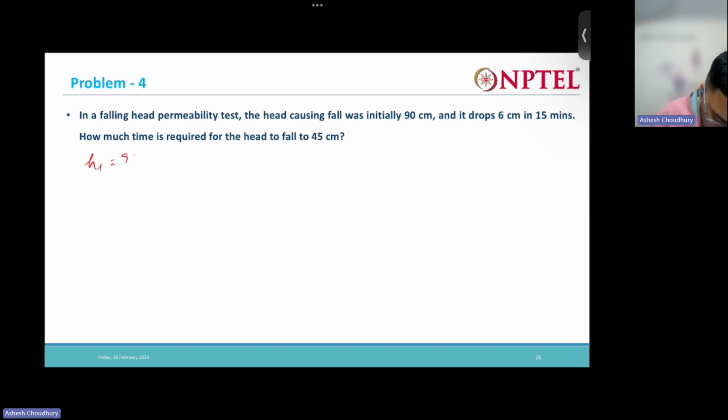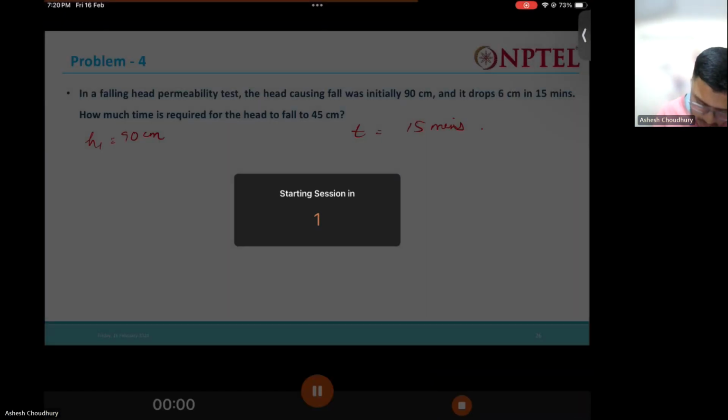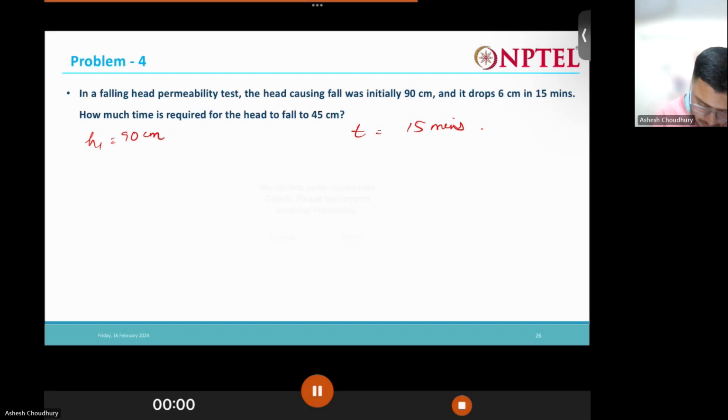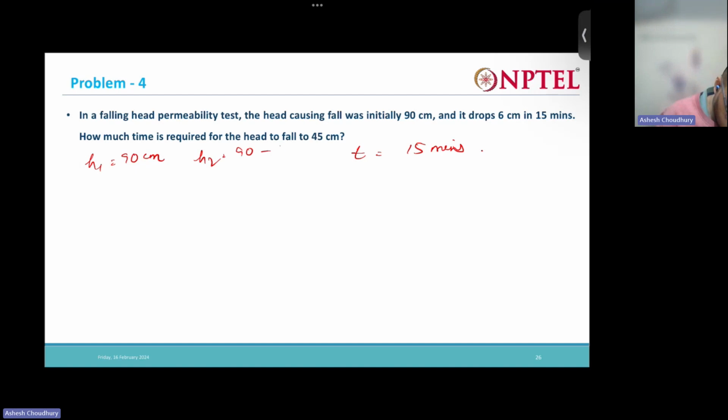So initially the head was 90 centimeter and then it drops by 6 centimeter in time 15 minutes. It's given it drops by 6 centimeter, so H2 is not 6 centimeter. It drops 6 centimeter in time 15 minutes. So H2 will be nothing but 90 minus 6, 84 centimeter.